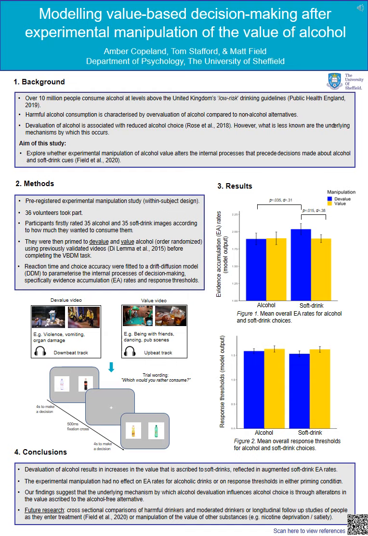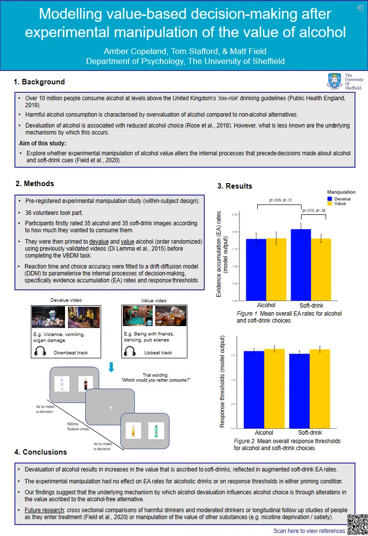Our experimental procedure began with an image rating phase, where participants made value judgments about soft drink and alcohol images. Next, we used 2 previously validated videos to prime participants to devalue alcohol in one condition and to value alcohol in another. Because of the within-subject design, all participants underwent both manipulations, with the order of manipulation being randomised.